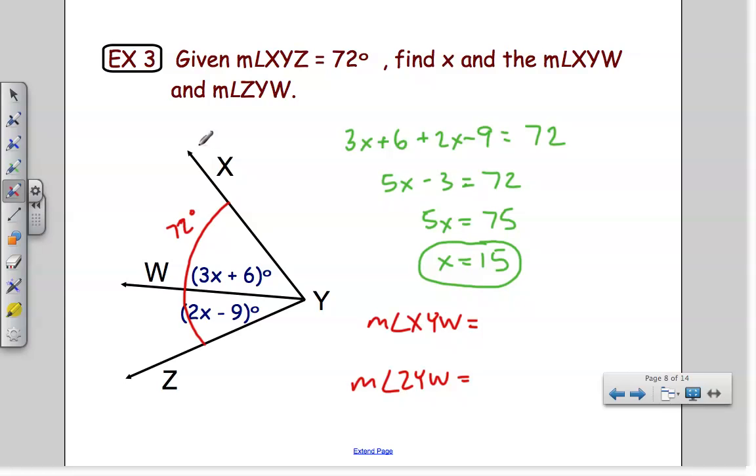Now XYW is 3x plus 6, so I'm doing 3 times 15, 45 plus 6, which is 51 degrees. Measure of angle ZYW is 2x minus 9, so I'm doing 2 times 15, which is 30. 30 minus 9, 21 degrees. Now let me check, does 51 and 21 add together to give me 72? Yes, it does. Looks good.